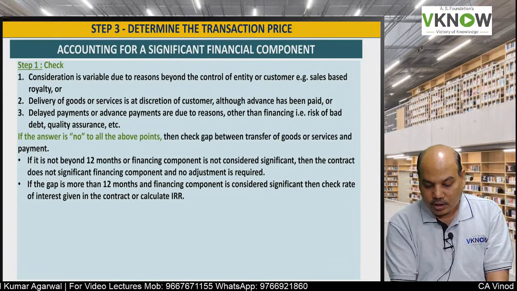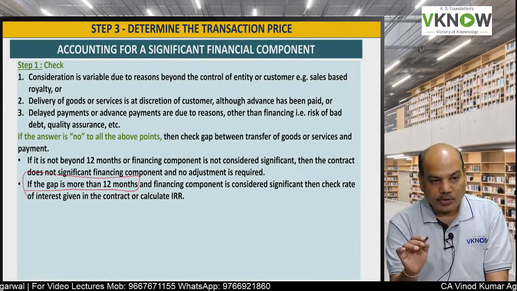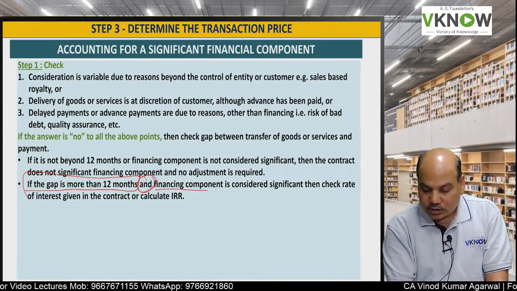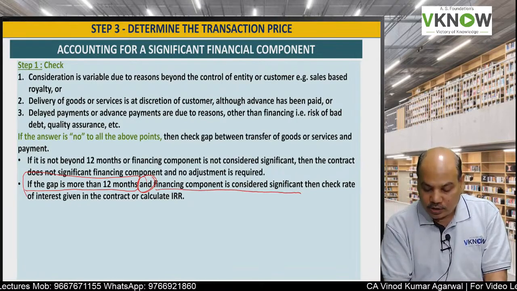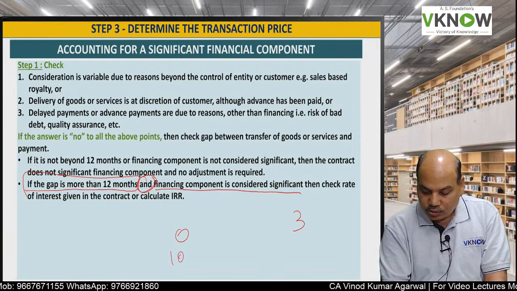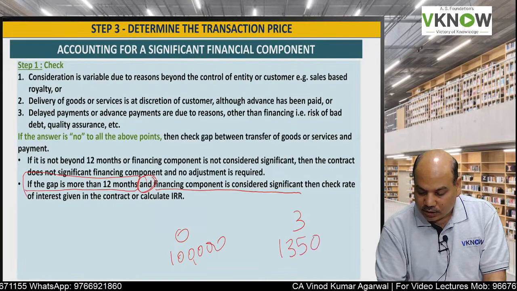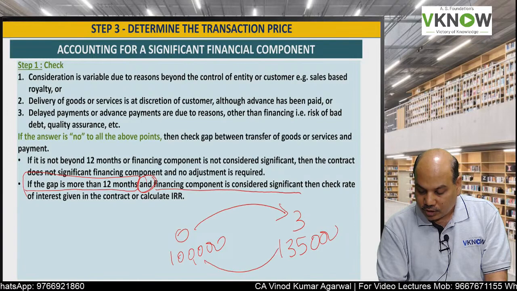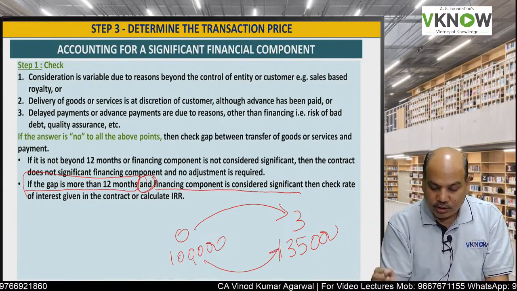Second is, if the gap is more than 12 months, and the financing component is significant. Year 0, year 3. If you pay now, you pay 1 lakh. If you pay after 3 years, you pay 1,35,000. So the gap is 3 years and 35,000 is a significant financing component.